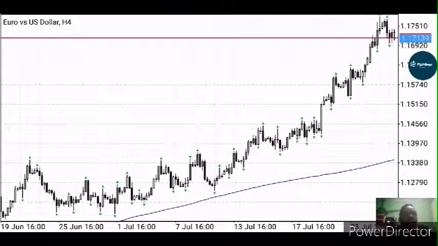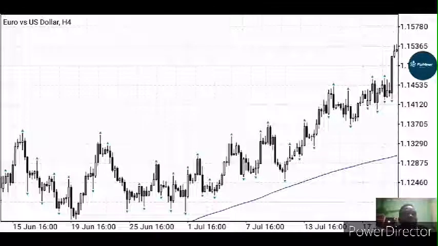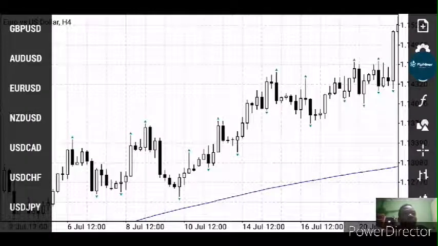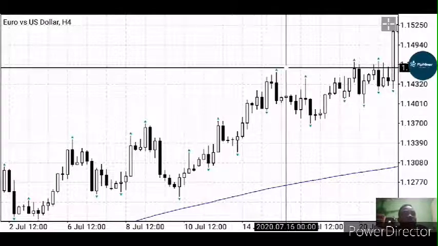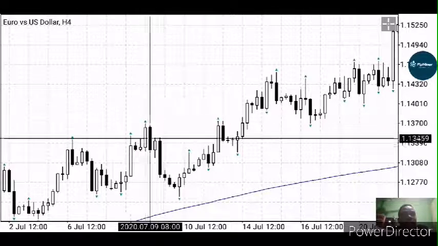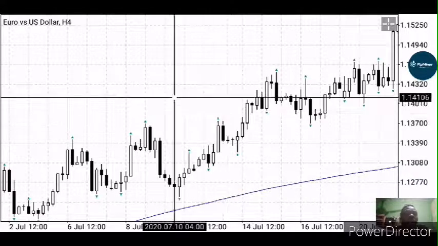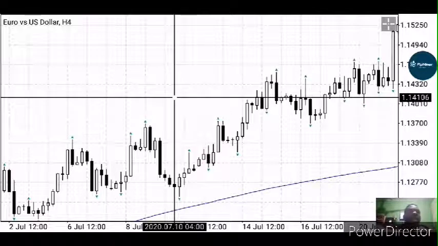Now, if you look closely at the bars, you can see the fractals at work. There's one here. There's another one here. There's one at the bottom, and so on. So these positions are marked out for you by your fractals, and these show you the points of highest swings and lowest swings.